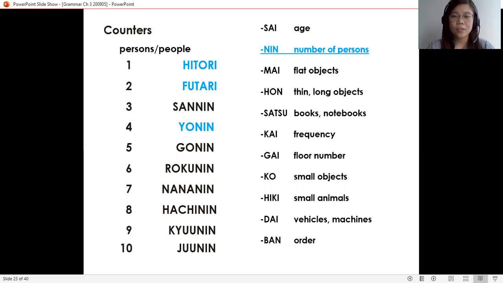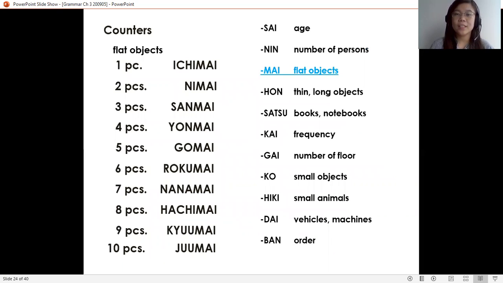Okay, so next let's go to mai. So mai is fairly easy since we don't have to have any special sounds. So we're just going to add mai at the end of our numbers. Okay, so let's try to utter the counters. So ichimai, nimai, sanmai, yonmai, gomai, rokumai, nanamai, hachimai, kyumai, and jumai. Okay? So no special sounds for mai.